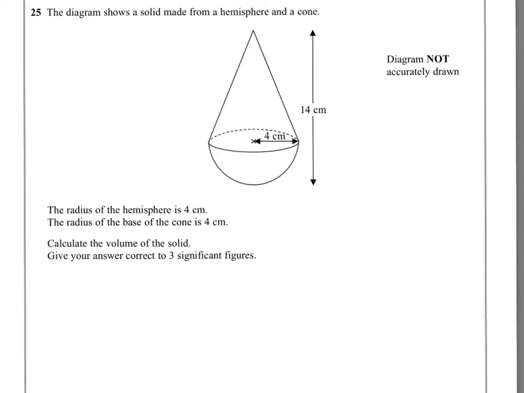Question 25. The diagram shows a solid made from a hemisphere, that's half a sphere, and a cone. Given the radius of the hemisphere is 4, the radius of the base of the cone is also 4. Calculate the volume of the solid, give your answer correct to 3 significant figures.